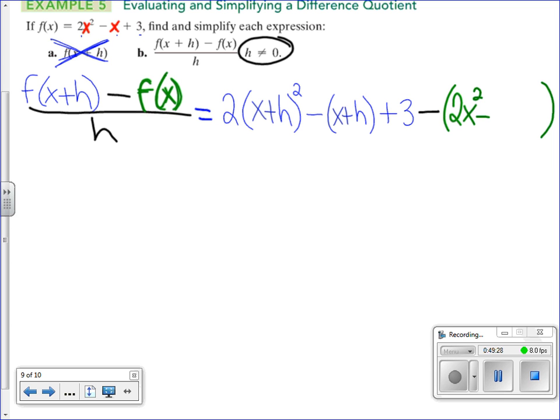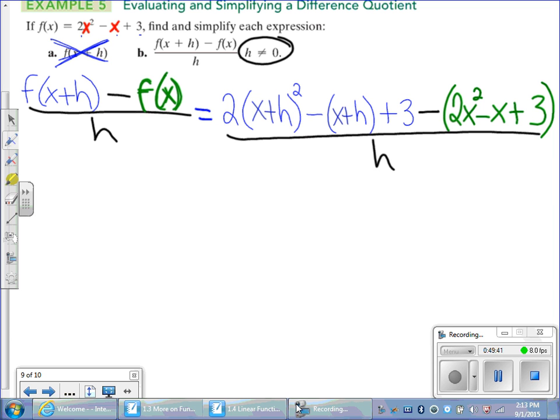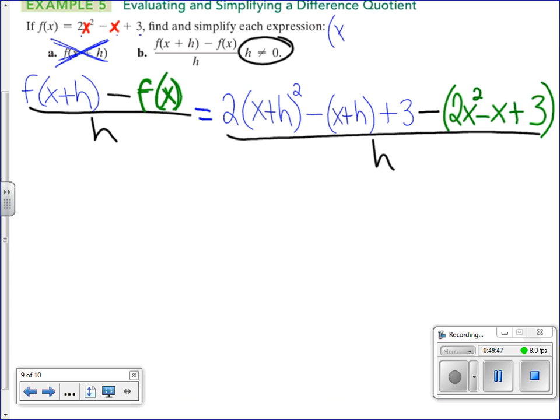2x squared minus x plus 3. That's the original function, right? And keep in mind we're dividing all of this by h. Okay, now we're going to expand the binomial x plus h squared. And when we do that, please keep in mind that we are multiplying x plus h times x plus h.